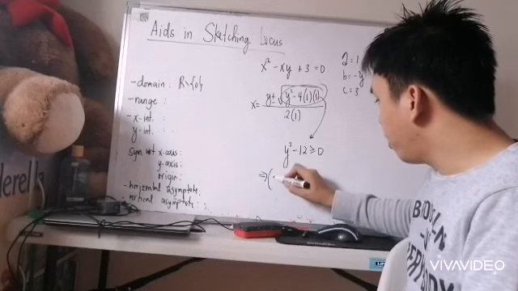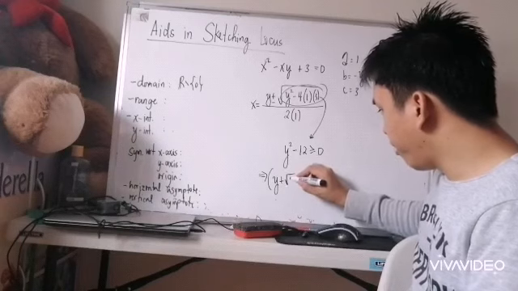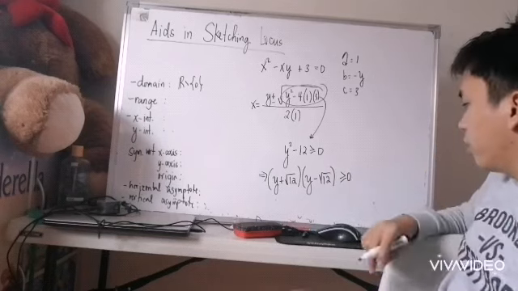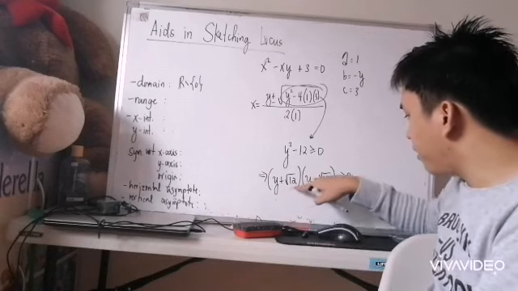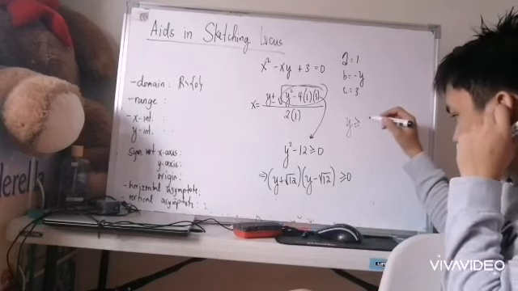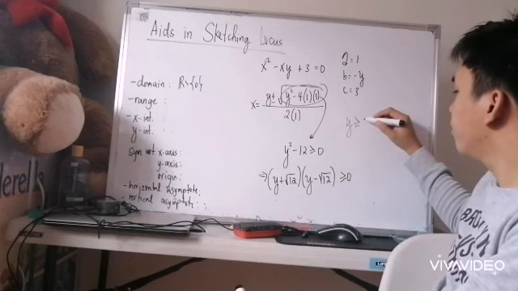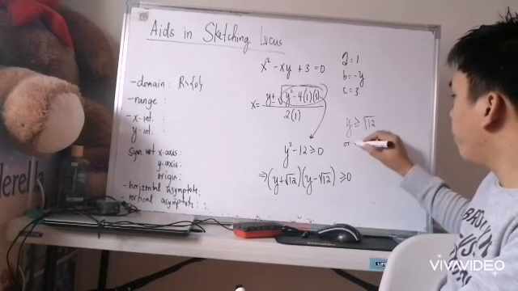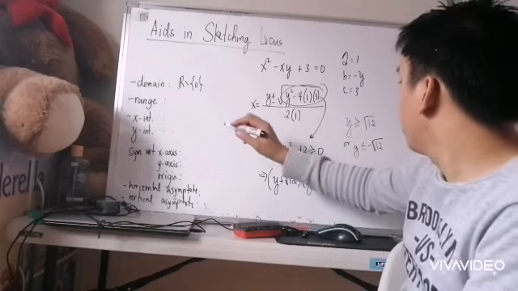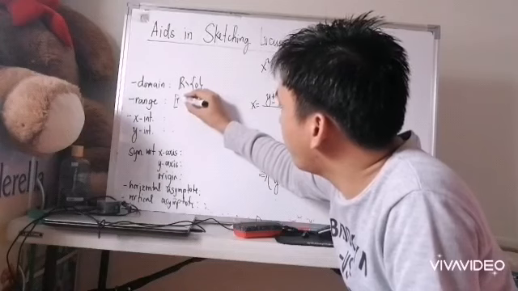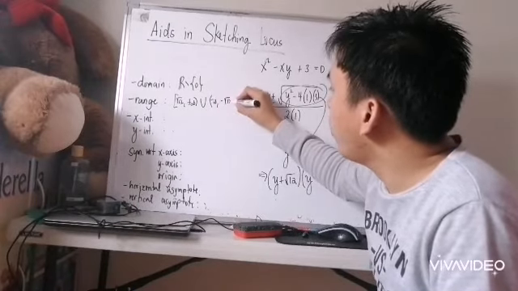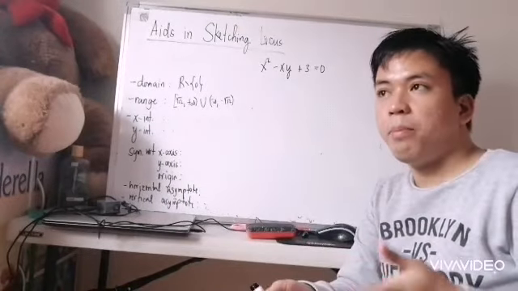So observe that by the special product formula, I have these factors. The product is greater than or equal to 0, which implies that the factors are either both positive or both negative. Hence, y should be greater than or equal to the square root of 12, or y is less than or equal to negative square root of 12. That's it. And so our range here is starting from square root of 12 to positive infinity, union, starting from negative infinity to negative square root of 12. That's it.